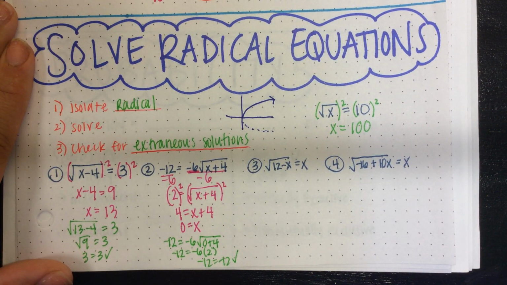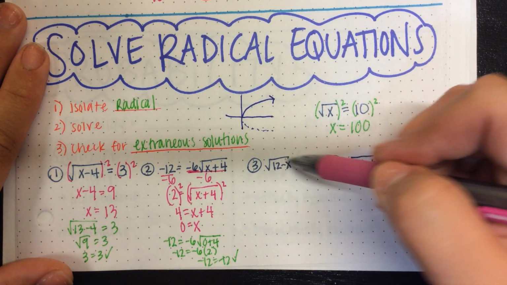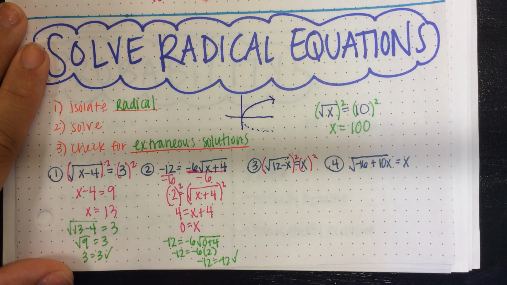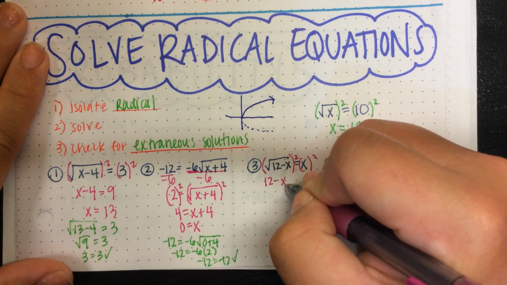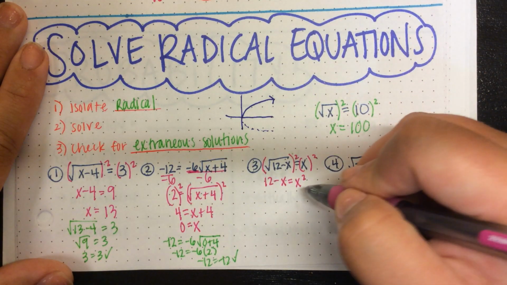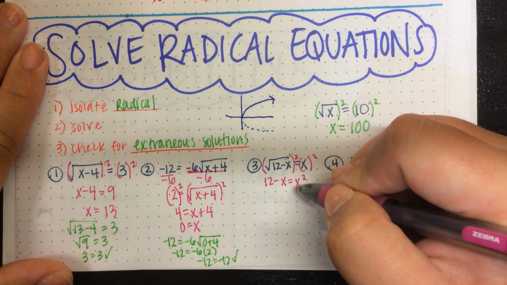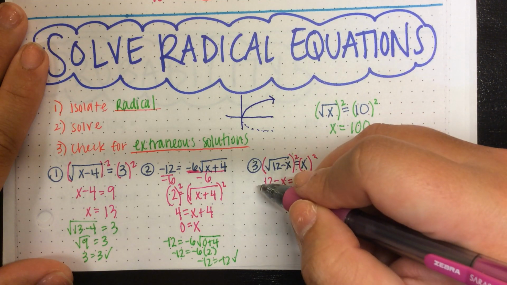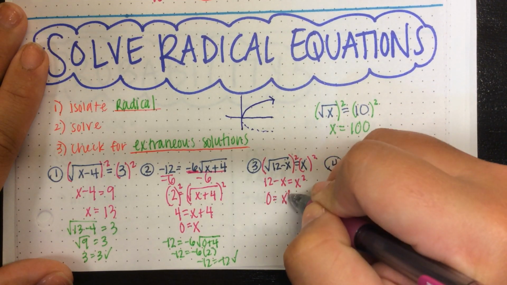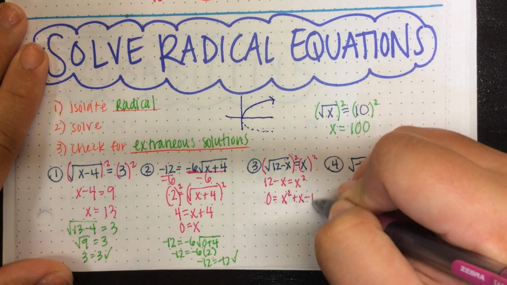Okay, now the next one looks a little crazy because I got x's on both sides, but my rules still stay the same. My radical is by itself. So I'm going to square both sides to get rid of the radical. So I'm going to have 12 minus x equals, and then that's just going to be x squared. Well, now I have a quadratic. To solve my quadratic, I need to set it equal to 0. I'm going to leave my x squared over here just because it's positive. You could move it over, but I'm going to leave it here so that I have a positive x squared. So then I'm going to add the x and subtract the 12.